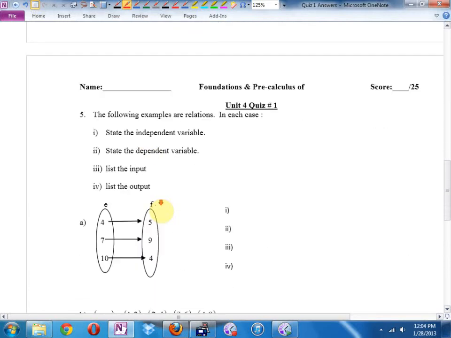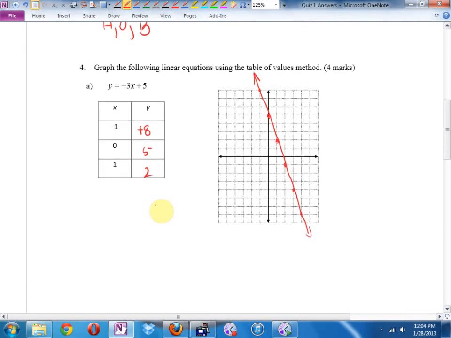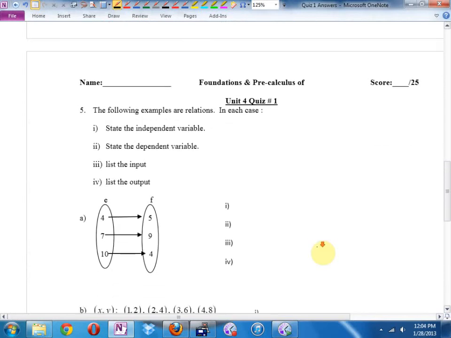Turn the page. Oh, it says 4 marks just for that? Wow. Okay, then I got to change my marking scheme. I guess it's going to be 1 mark for each point, and then 1 mark for the line, and that's how you get 4 marks for that. Okay, I'm not making that worth 4 marks next time. Turn the page.